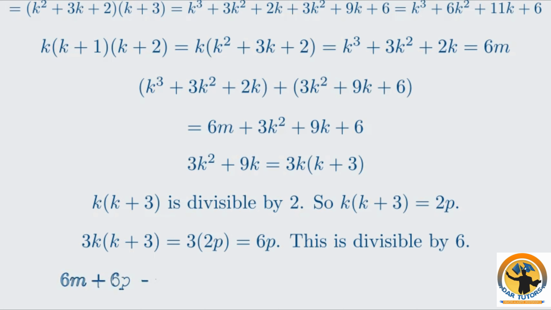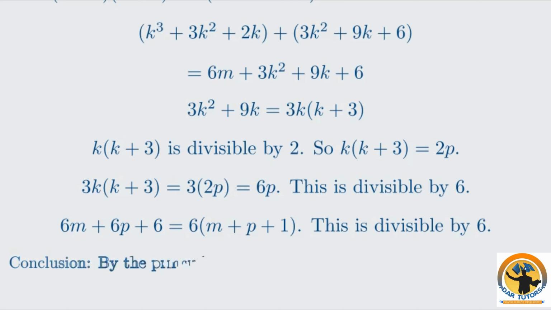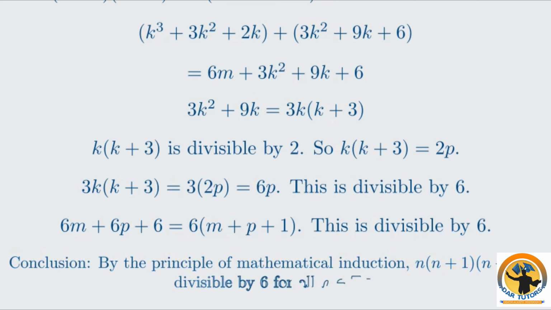Our full expression is 6m + 6p + 6. Since each term is divisible by 6, the entire expression is divisible by 6. The inductive step is complete. Conclusion. By the principle of mathematical induction, the product of any three consecutive integers is divisible by 6.